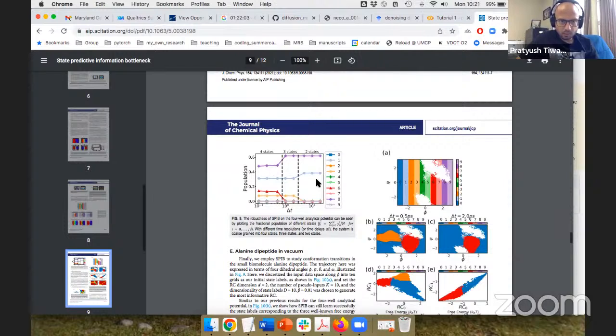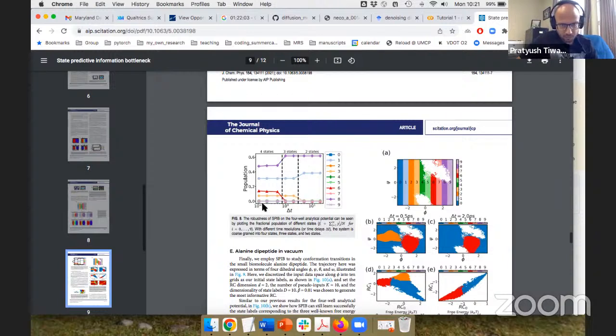So as you can see, as the delta t value is very large, so what are we plotting here? We are plotting the population of different states as a function of delta t. So as delta t value is small, you get many states. As you can see, 6 out of the 10 states disappear. Their population becomes 0 very quickly. This is the bottom line.